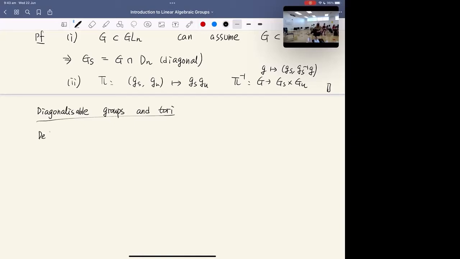So let's begin with some definitions. If you again have an algebraic group G, you can consider homomorphisms from G to G_m. Because of this special target G_m, we give it a special name. This is called a rational character of G.